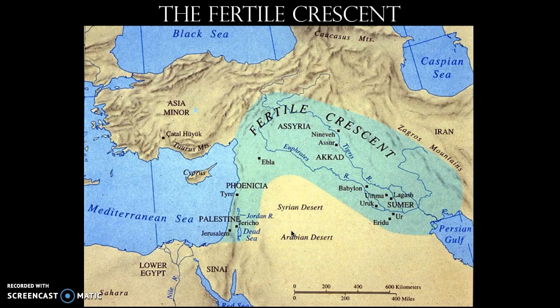Of particular interest for us is right here toward the center of the screen, between the Euphrates and Tigris rivers, we have Mesopotamia. This is an area that's going to be named by the Greeks centuries later, and Mesopotamia translates to the land between two rivers.